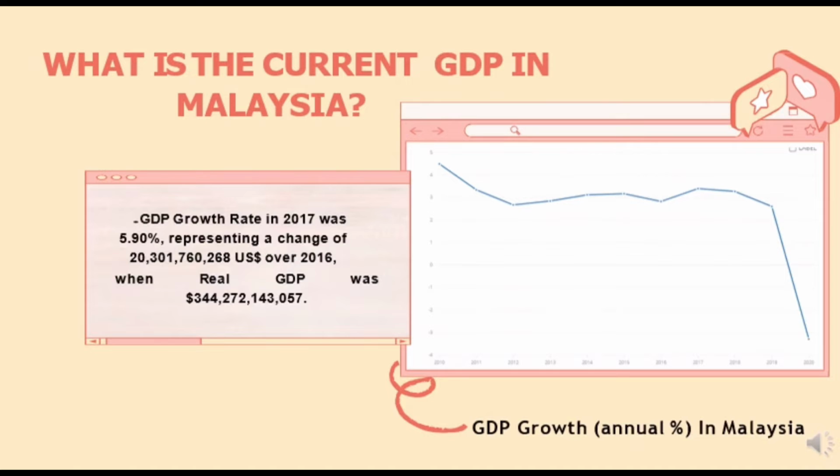So what is the current GDP in Malaysia? GDP growth rate in 2017 was 5.90%. So here are the graph of the GDP growth annual percents in Malaysia from 2010 to 2020.